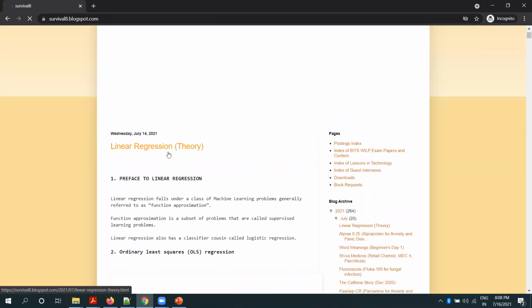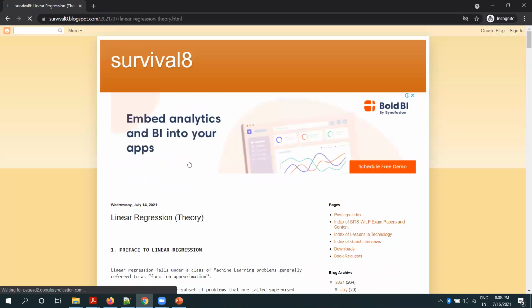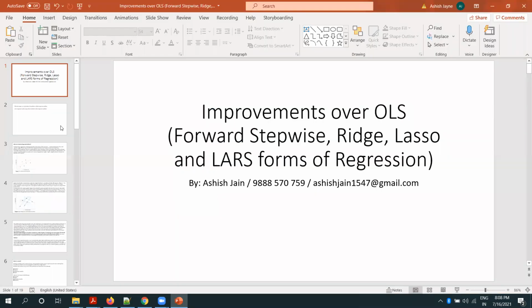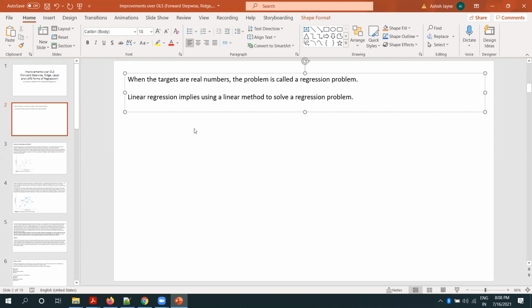Over here you can find the ordinary least squares method of regression, in case this is in continuation to the previous session. This is just a brief about what regression is. When targets are real numbers, the problem is called a regression problem. Linear regression implies using a linear method to solve the regression problem.